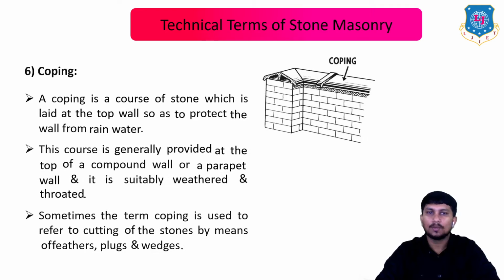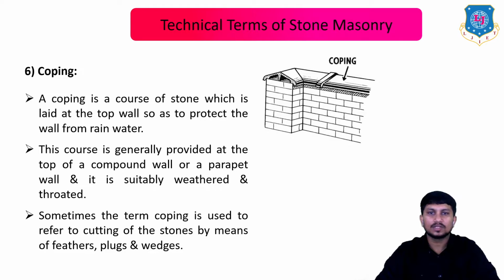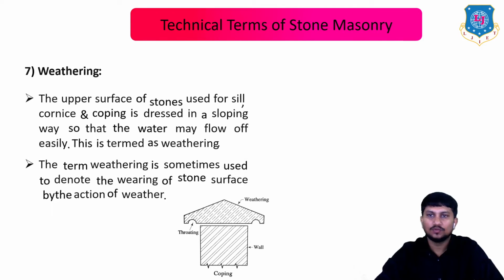Next is coping. A coping is a course of stone which is laid at the top of the wall so as to protect the wall from rainwater. You can clearly see coping in this figure. This course is generally provided at the top of a compound wall or a parapet wall and it is suitably weathered and throated. Sometimes the term coping is also used to refer to cutting of stones by means of feathers, slugs, and wedges.